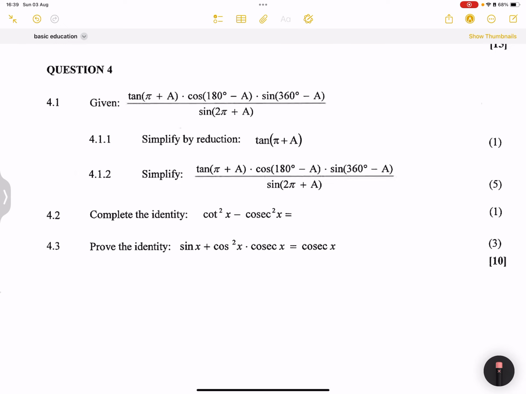So they say to us, given that we've got tan of (pi plus a), cos of (180 minus a), sine of (360 minus a), and the sine of (2 pi plus a). They say to us we must simplify the reduction tan of (pi plus a).